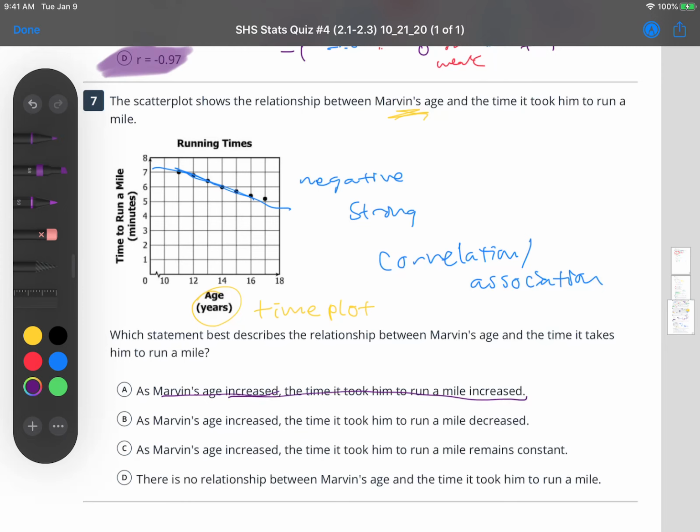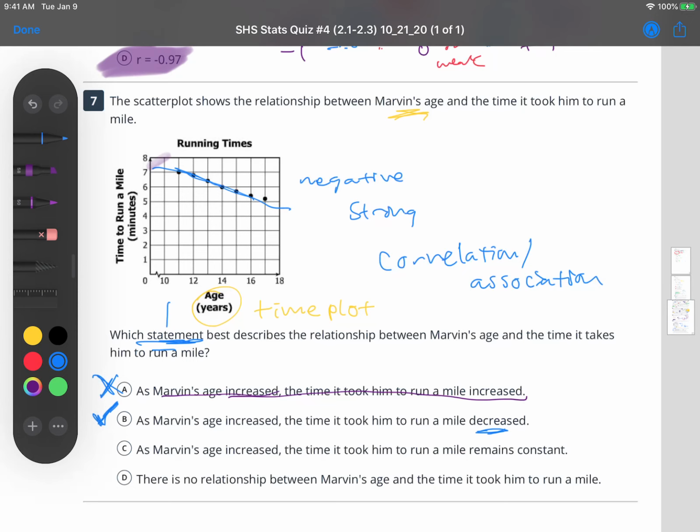As Marvin's age increases, so as I go towards the right, the time it took him to run a mile increased. Is the graph going up? No, it's decreasing. So, no, it should be decreasing. As you're going left to right, is the graph increasing or decreasing? It's decreasing. Oh, sorry. Which statement best describes this?